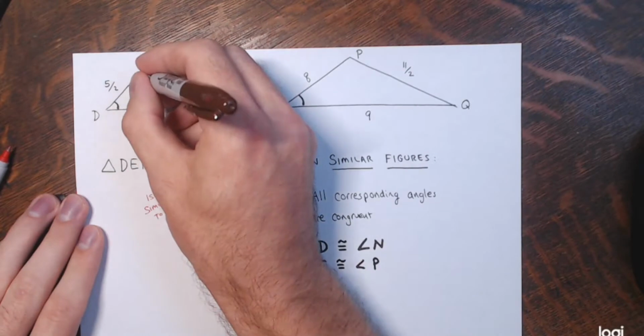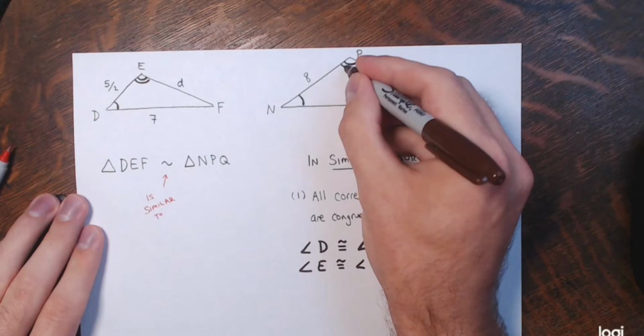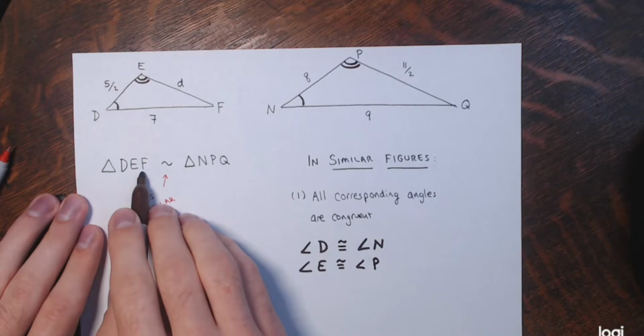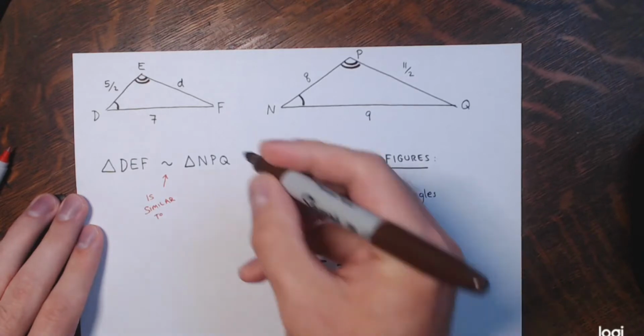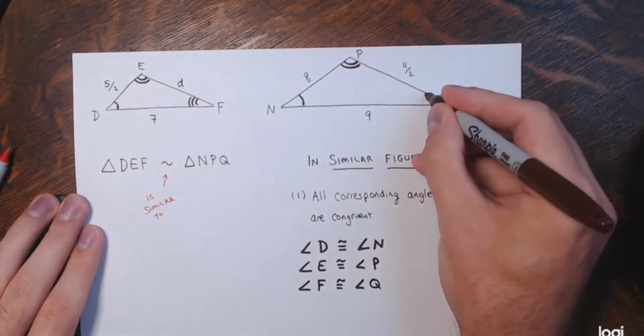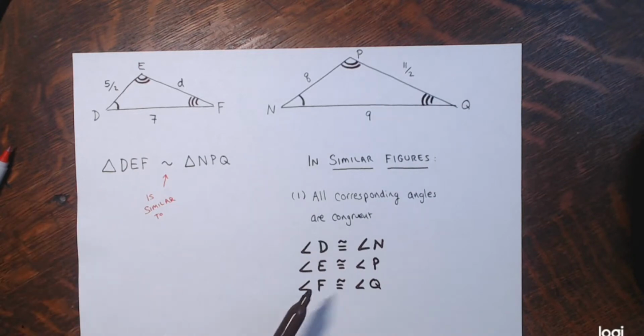So angle E, and I'll put two arc marks on that, would be congruent to angle P. And then finally the third letters correspond, F and Q. So angle F would be congruent to angle Q. So the measure of this angle, and I'll put three arc marks, would be the same as the measure of this angle, angle Q in that triangle. So that's one thing about similar figures. In similar figures, all the corresponding angle measures are the same. All the corresponding angles are congruent.